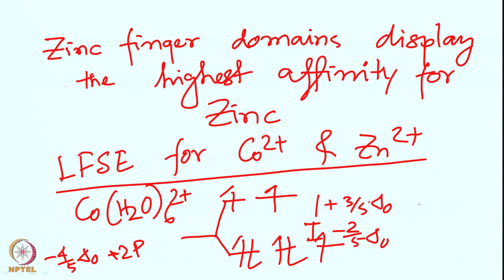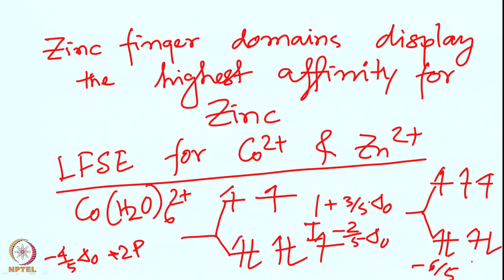If you are calculating it for the tetrahedral cobalt species, the cobalt with two cysteine and histidine, then let's draw the tetrahedral geometry. You can have these overall 7 electrons oriented in this fashion. Overall, you can have minus 6 by 5 delta T. You can do the calculation yourself. The 2P is small, but this delta T value is very small compared to delta 0, although this is minus 6 by 5 delta T and this is minus 4 by 5 delta 0.